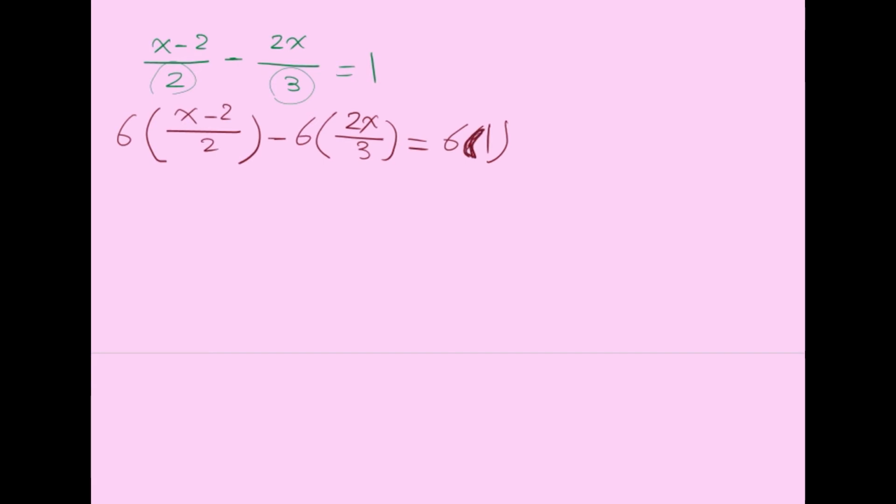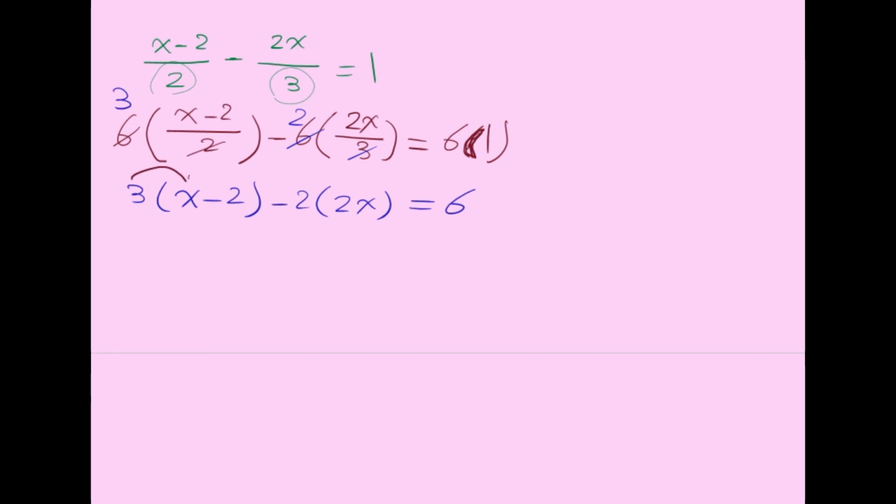Okay, so next step. 6 and 2, you can simplify 6 by 2. If you simplify, 2 goes into both, therefore here you end up with 3. 3 should be multiplied to the first bracket. And then here you have 6 and 3. If you simplify, would be 2, and then 2 should be multiplied in its own bracket, and 6 times 1 obviously is 6.